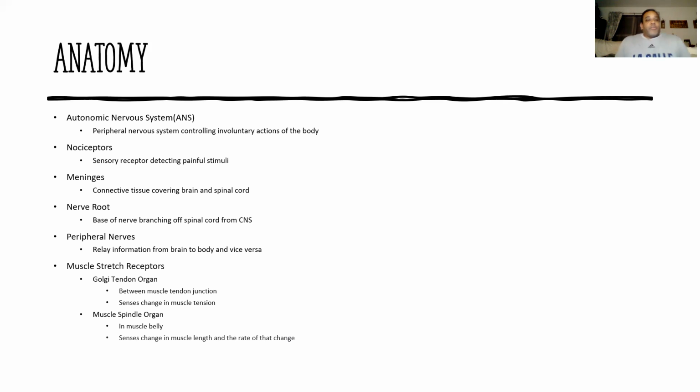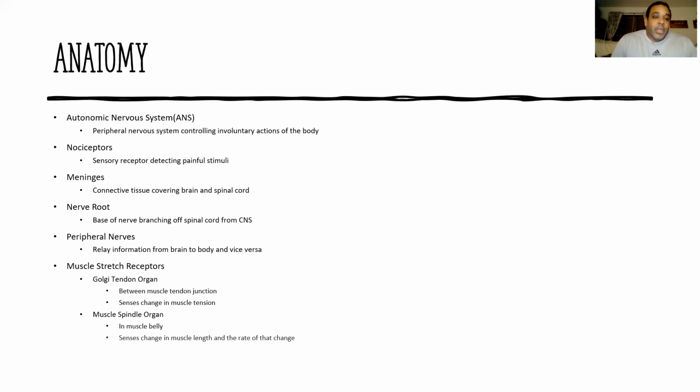You have your autonomic nervous system. That's the peripheral part of the peripheral nervous system that controls your involuntary actions, such as breathing, heartbeat, blinking of your eyes. You have your nociceptors. Those are your sensory receptors that detect the painful stimuli. You have your meninges. That's the connective tissue that covers your brain and your spinal cord.